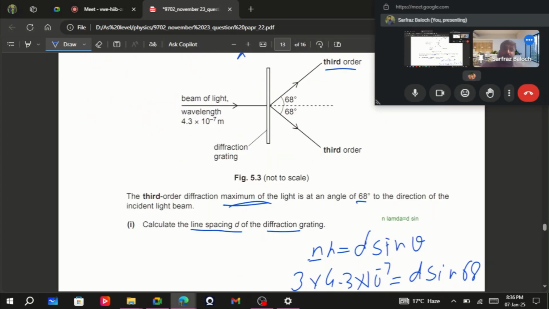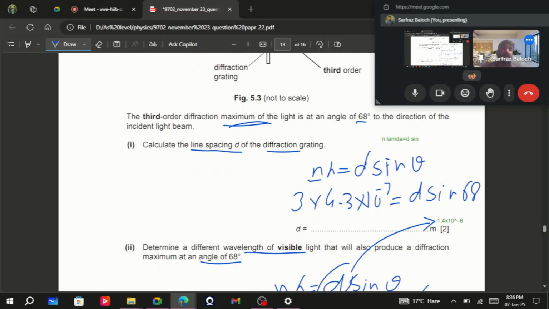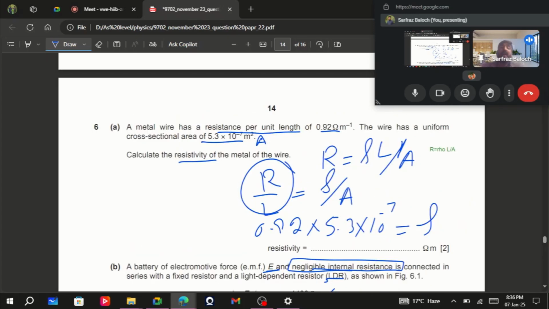Next, same thing we discussed in the above part, path difference is always equal to n lambda or d sine theta. This thing we have missed: resistance has this formula. Resistance is equal to rho L over A, where rho is the resistivity, L is the length, and A is the area.